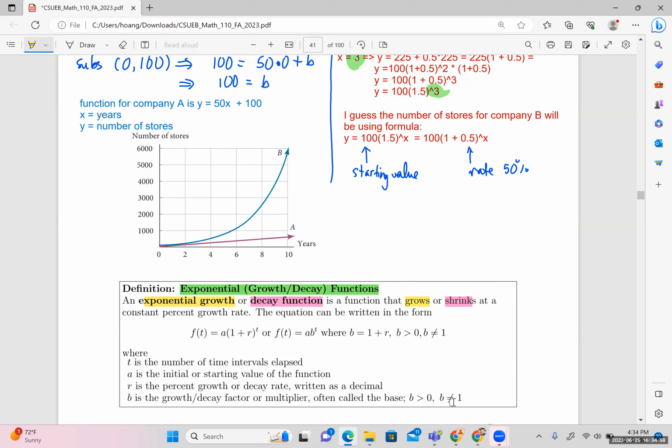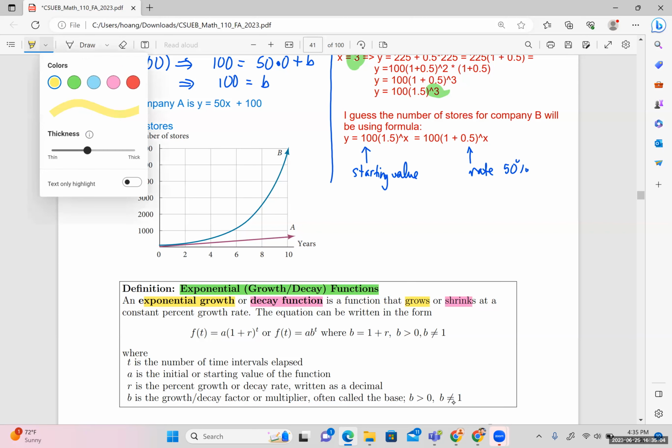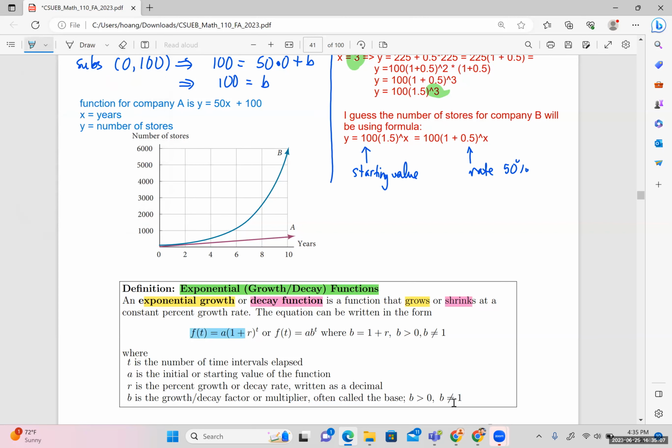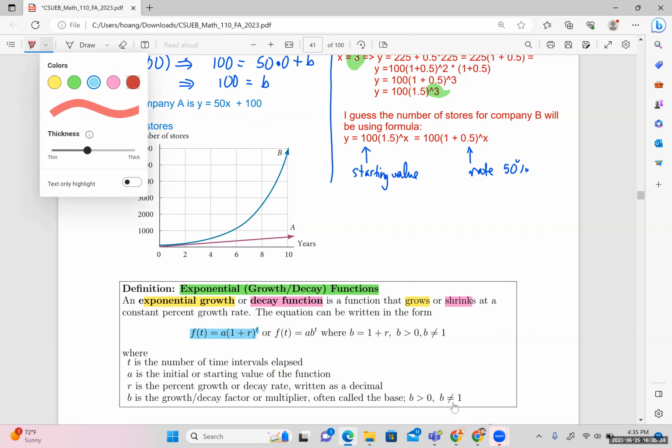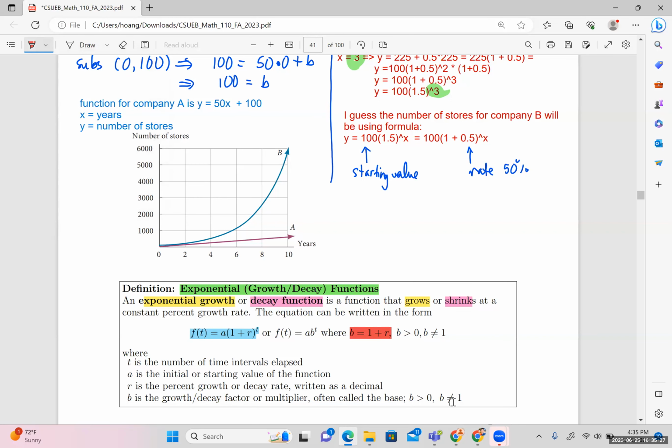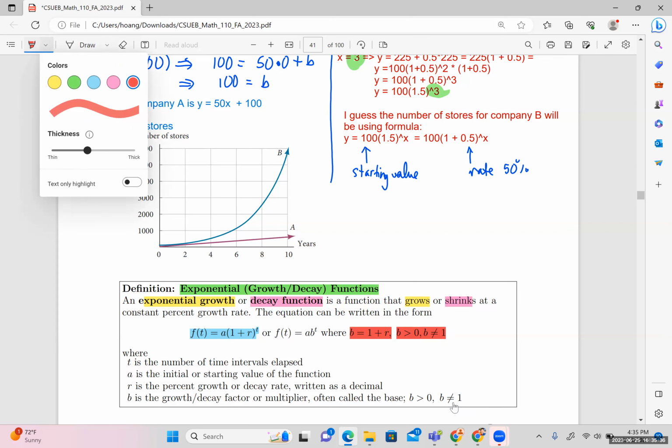The equation can be written in the form L of T equal to A times 1 plus R raised to the power T, or L of T will be A times B raised to T, where B equal to 1 plus R. Okay, and I want B greater than 0 and not equal to 1.